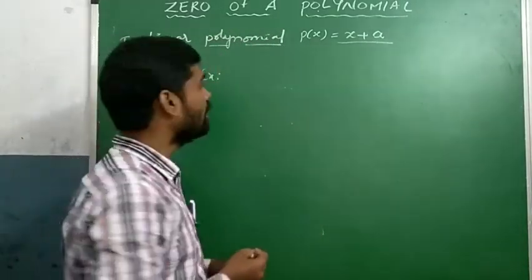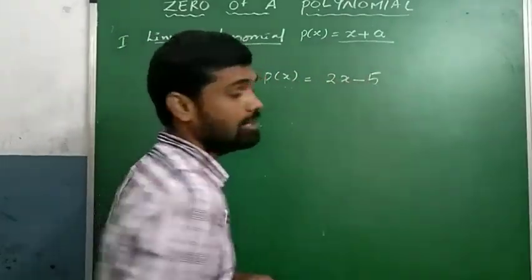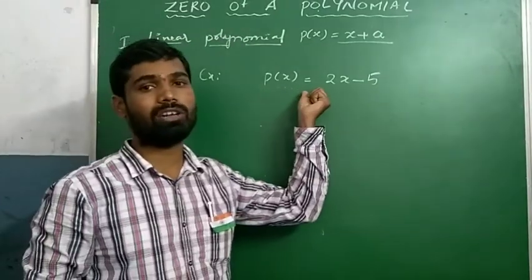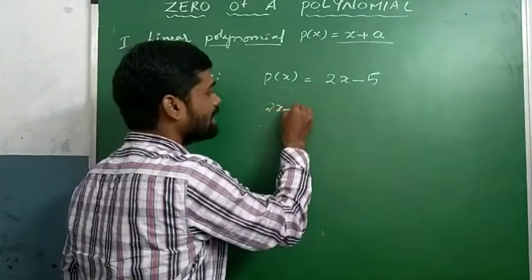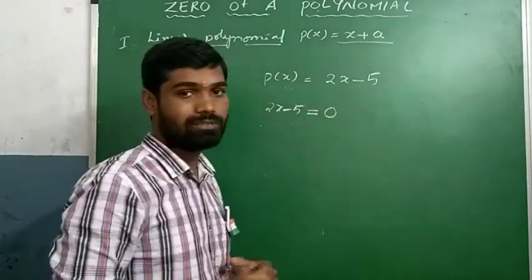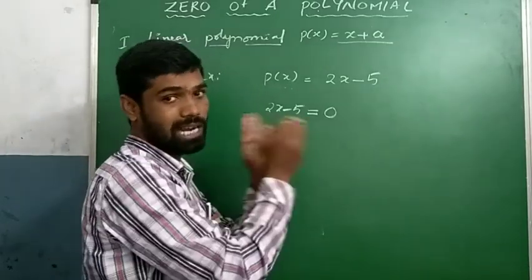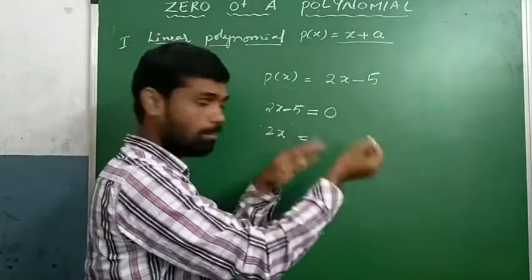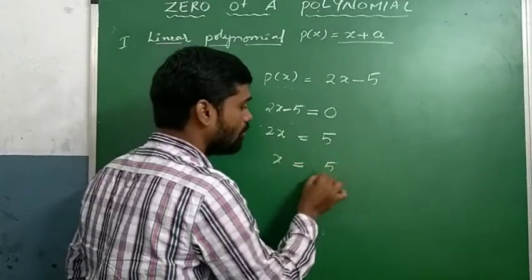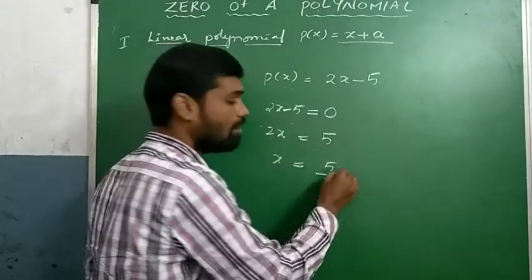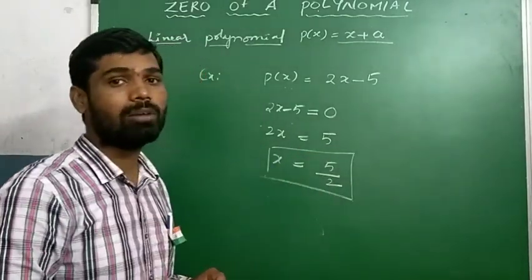One more example, we can see P of x is 2x minus 5. So we have to find the zero of this linear polynomial. In the same way we can take 2x minus 5 is equal to 0, because we are finding the value of this x. So 2x is equal to minus 5; transposing to the RHS, minus becomes plus, 5. And 2 transposed to that side, x is equal to 5, and the multiplication becomes division, so 5 by 2. So 5 by 2 is the value which makes the linear polynomial 0.